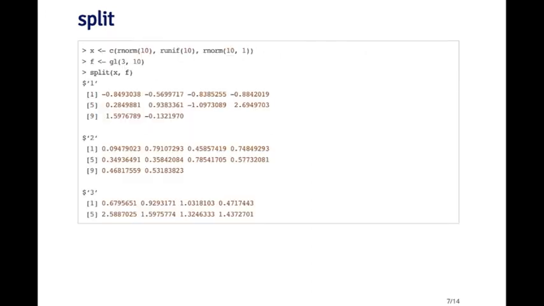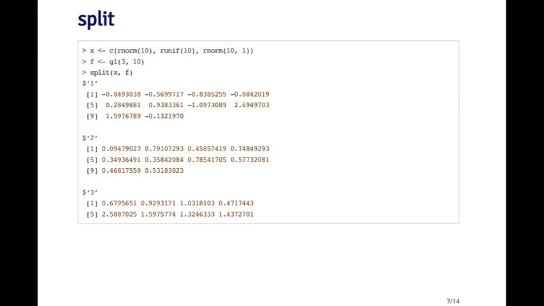So here is a simple example similar to what I had before with the tapply example. I've simulated 10 normal random variables with mean 0, 10 uniforms, and 10 normals with mean 1. And I'm just creating my factor variable here. Now I'm going to split the vector into 3 parts because the factor variable has 3 levels. So now you can see when I split the x vector, I get a list back, and the first element is 10 normals, the second element is 10 uniforms, and the third element, which gets a little cut off here, is 10 normals again. So that's what the split function does.